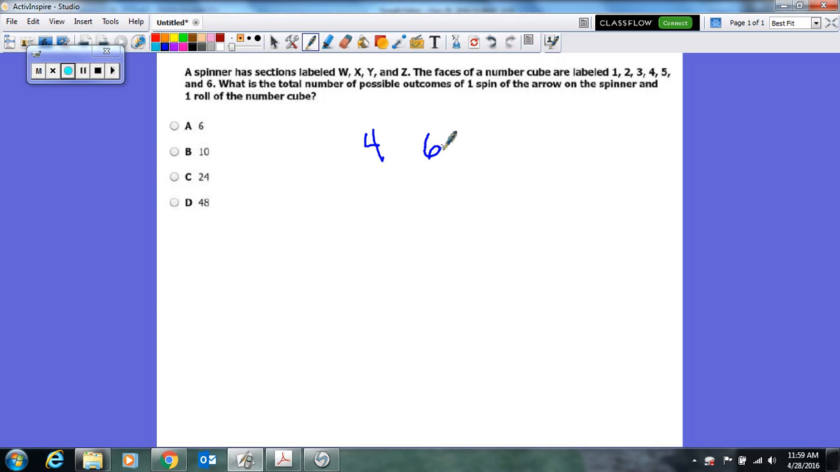And to find the total number of possible outcomes of doing each of those things together, we'd have to multiply those two possible outcomes together, giving us a total of 24 outcomes.